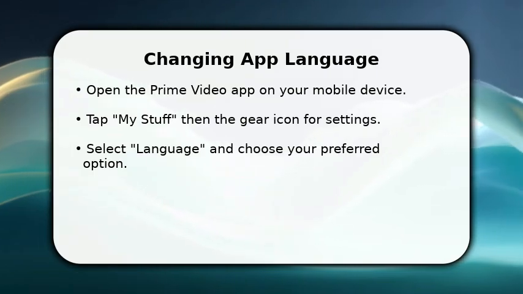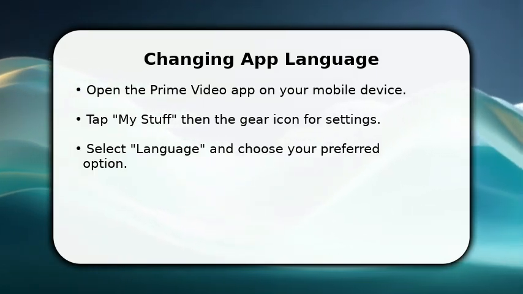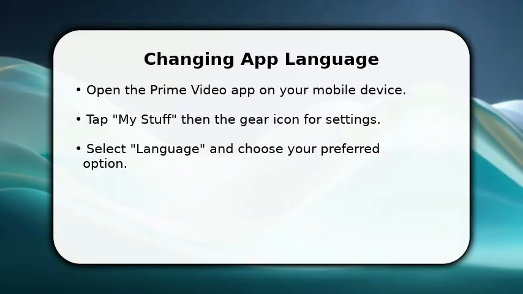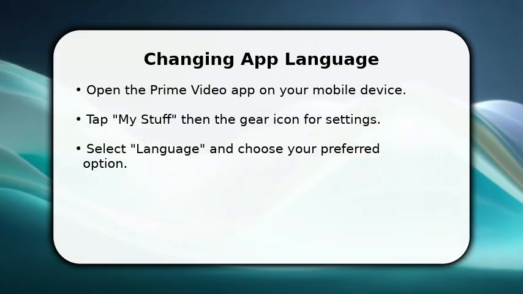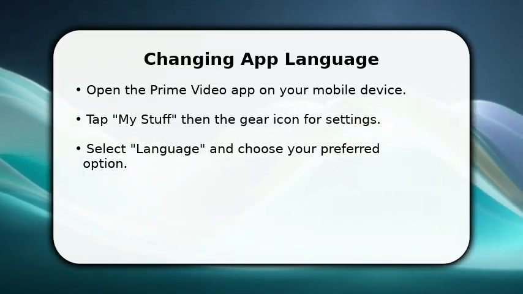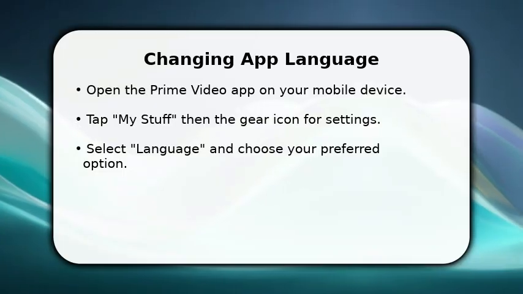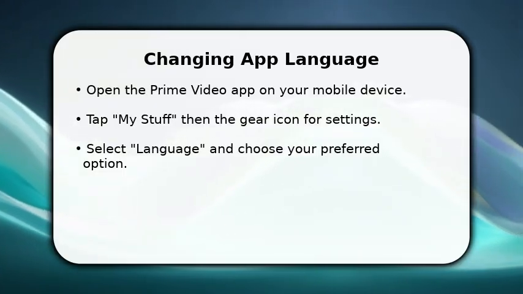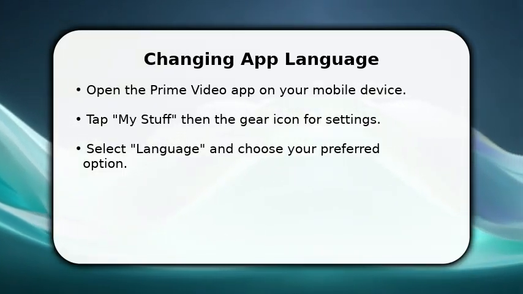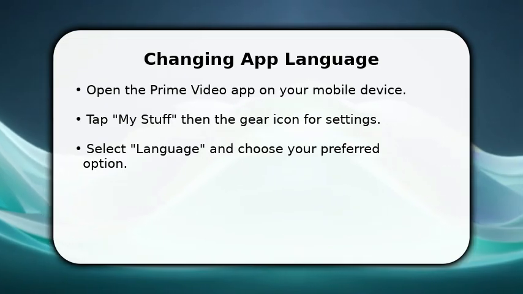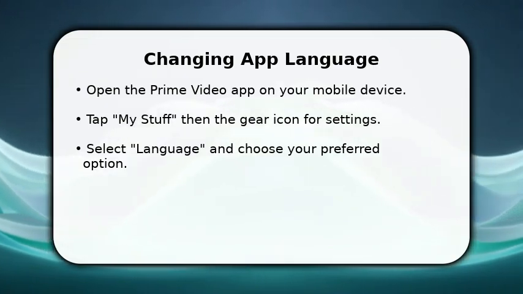Open the Prime Video app on your mobile device. Navigate to My Stuff and then tap the gear icon to access settings. From there, select Language and choose your desired language from the list. Confirm your selection and the app will refresh, displaying everything in your newly chosen language.